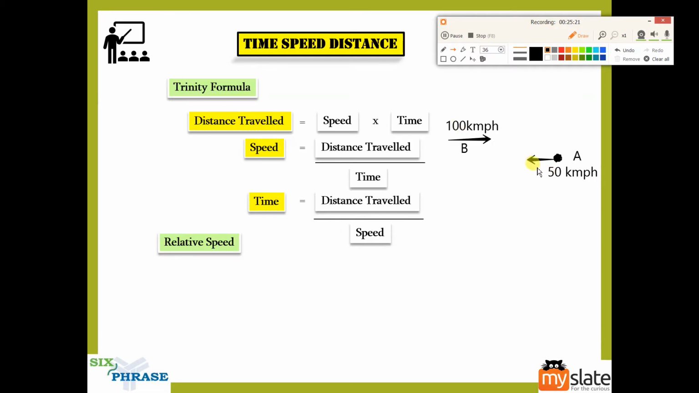100 plus 0 will become what? 100 only, right? So it remained 100. But here, when you have a speed, in opposite directions you have to add. What if same direction? So let us take this direction. What if A is going in this direction? So obviously B has more speed than A. At some point, what will happen?